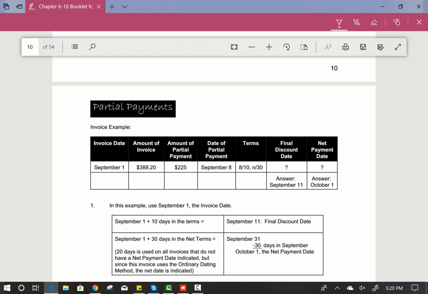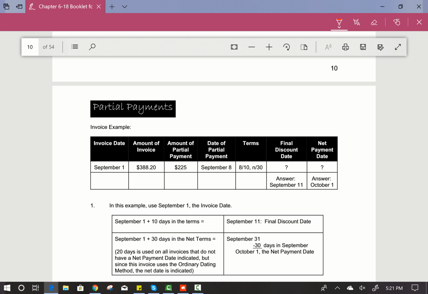So be familiar with the ordinary dating method, the extra dating method, the end of the month dating method, which basically unless you have a really long ordinary dating method, it will probably give you the best results and at least a longer time to pay the invoice. And then finally the receipt of goods dating method, and it's the only invoice that's based upon the date that the goods were received. Okay, sometimes a company may not have the full amount to make a full payment. So they're going to make a partial payment to try to get a little bit of that discount.